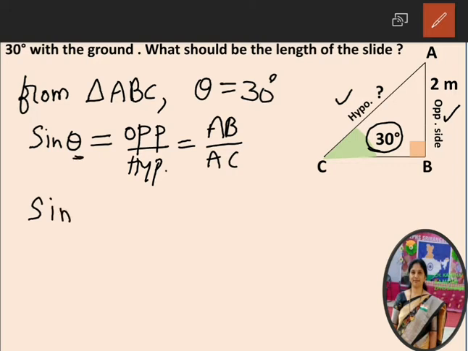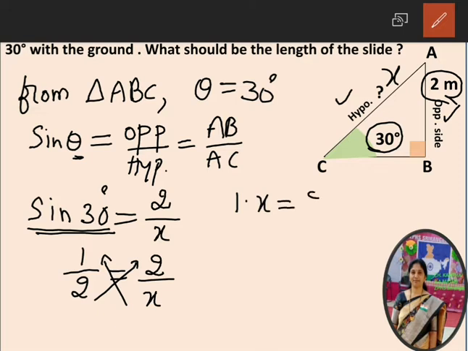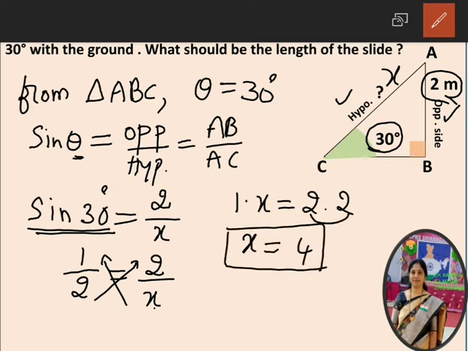Sine theta, theta is nothing but 30 degrees here, which is equal to AB. AB is nothing but 2 meters, so just write 2. And the hypotenuse, we don't know the hypotenuse, so let it be x. Now the sine 30 value is important. What is the value of sine 30 degrees? That is 1 by 2. 1 by 2 is equal to 2 by x. Just do the cross multiplication. Then we get 1 into x is equal to 2 into 2. So 1 into x is nothing but x. 2 2s are 4. So x is equal to 4.